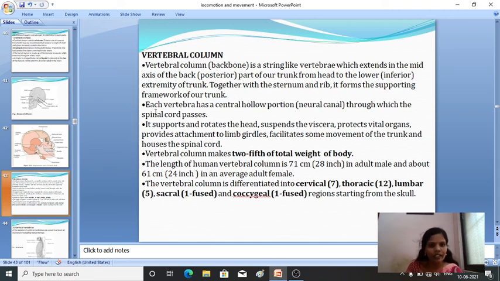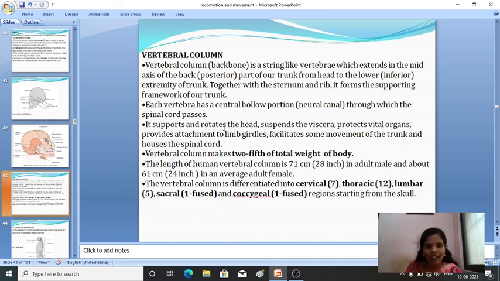Each vertebra has a central hollow portion, or the neural canal, through which the spinal cord passes. The spinal cord passes through each vertebra, which has the central hollow portion.